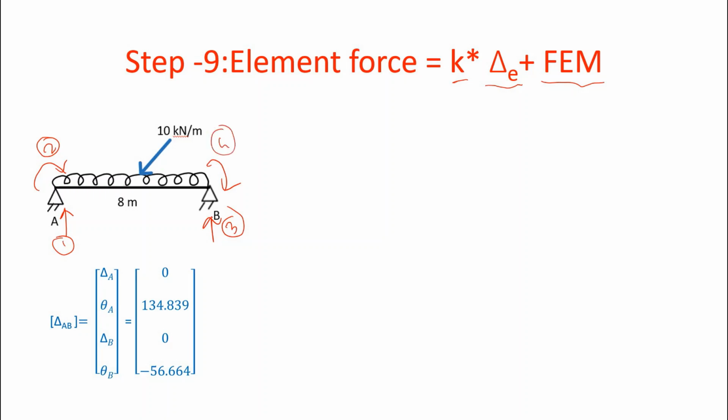Okay, so for the first local coordinate, the displacement is zero. As I told you just before, displacement is possible only in the form of rotation. And that is, only the second and fourth coordinates can have displacement. And that value was obtained in the last step, that is, theta A and theta B. All the displacements corresponding to the 1 and 3 local coordinates, that is VA and VB, were 0. So this is the element displacement matrix for AB. The displacement matrix is obtained by analyzing the displacements possible, and we have the values for rotations that we just calculated in the last step. So the element displacement matrix for AB is 0, 134.839, 0 and minus 56.664.